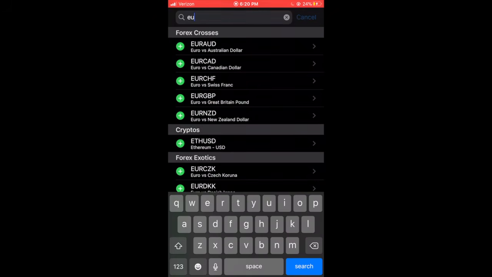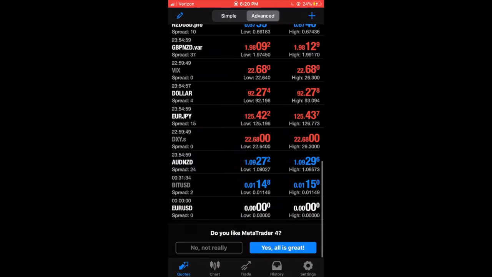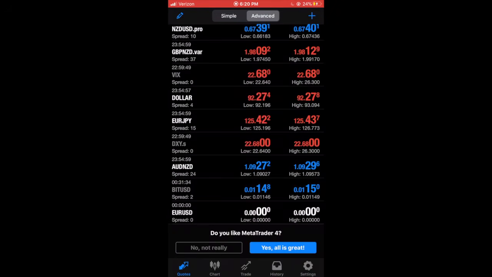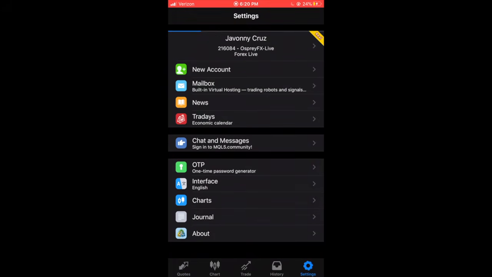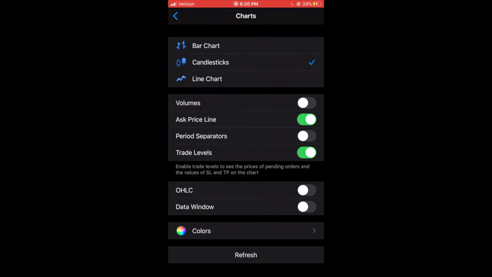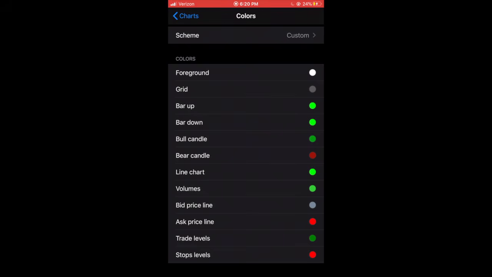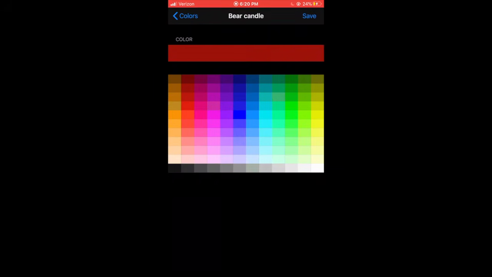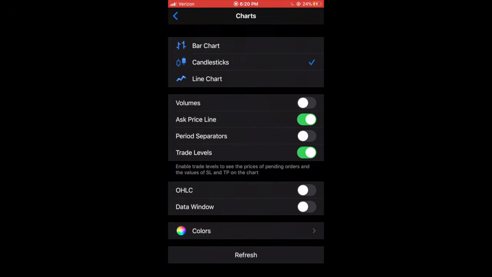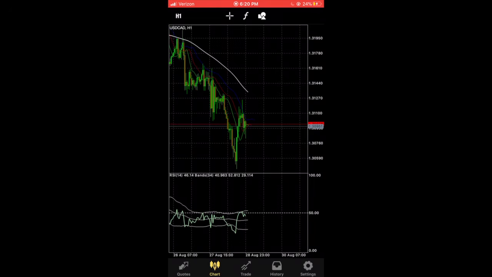Okay, so settings. Go to charts, make sure that your volumes is off and your period separators is off, you don't need those. Go to your colors. You can copy my settings if you want. The important thing is that your bull candle is green and your bear candle is red. Now, I'm going to go to chart. You see my chart looks very different from yours. Just forget about the top for now. Let's focus on the bottom of our chart.